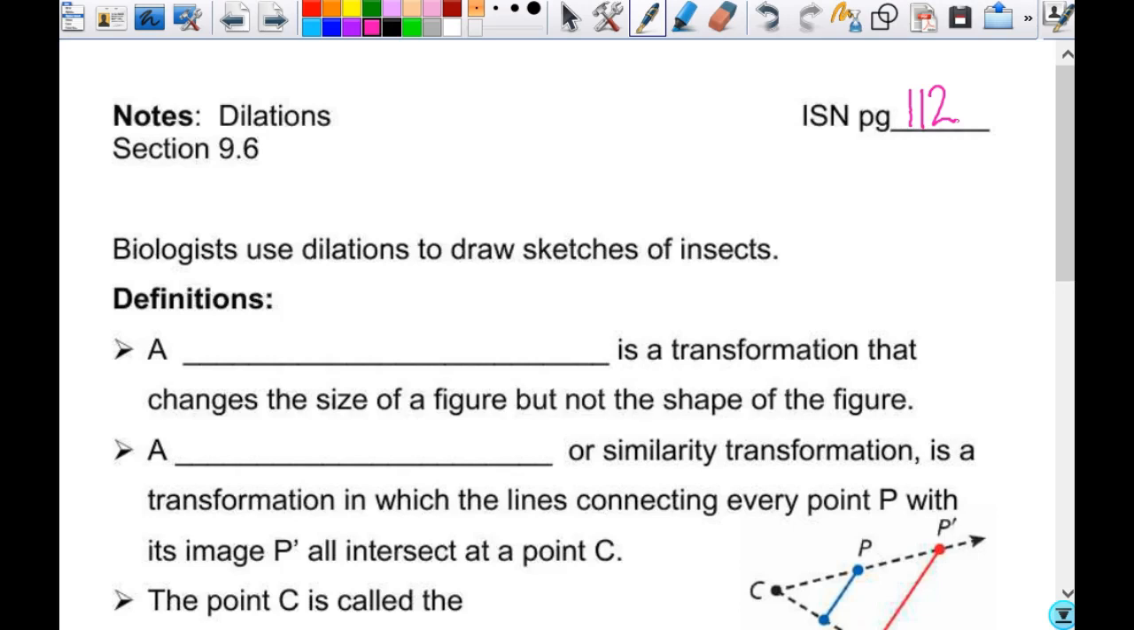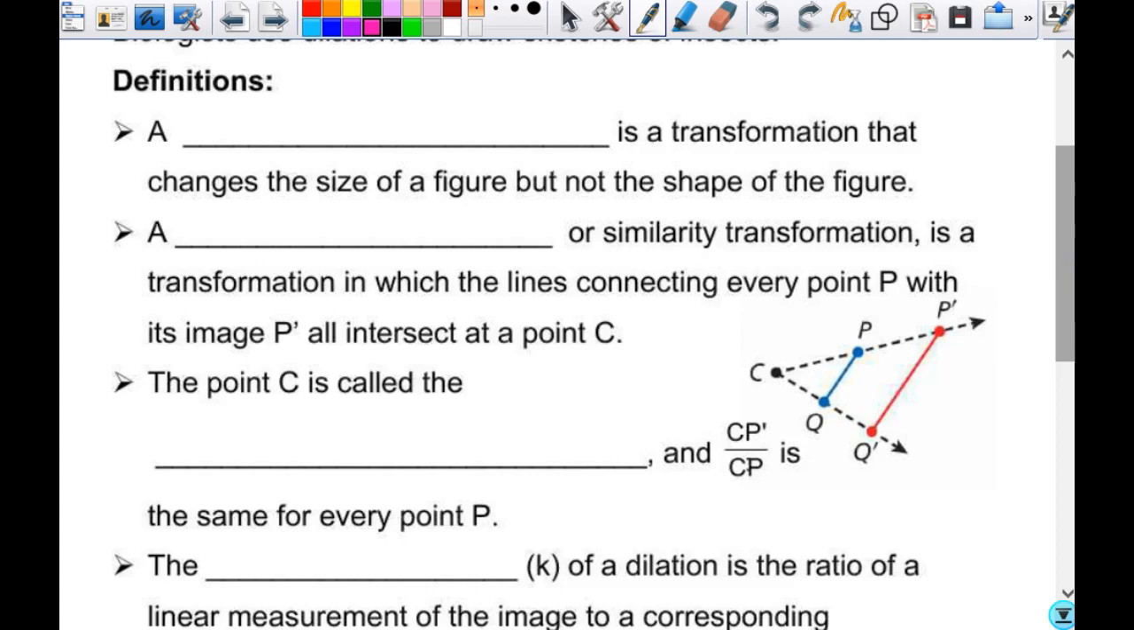So today we're going to talk about dilations, which again, like the rest of it, is not brand new to you. But we are going to look at some of it in a little bit of a different way than what you've seen before. So the first blank is the definition of a dilation. So a dilation is a transformation that changes the size of a figure, but not the shape. Okay, and we talked about that the other day when we talked about these.